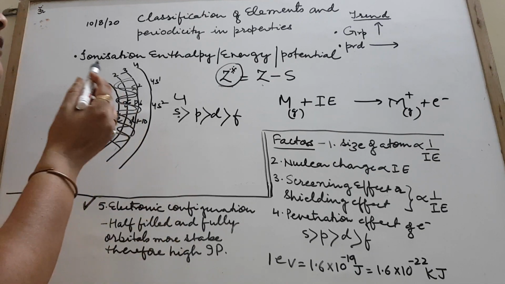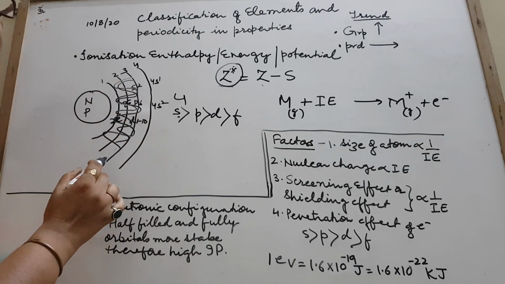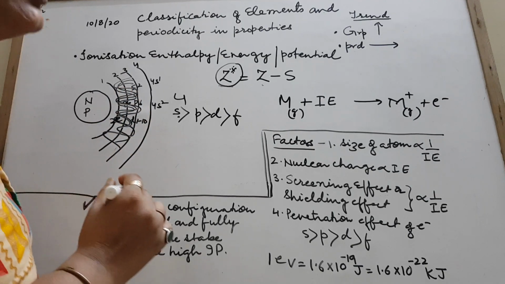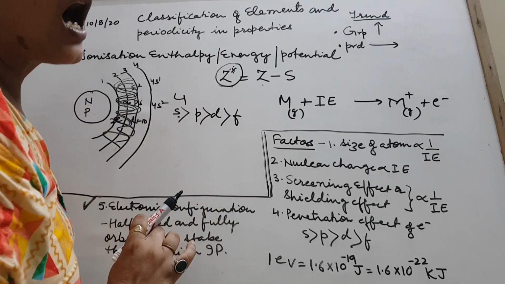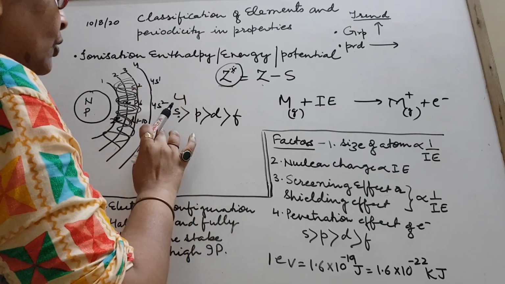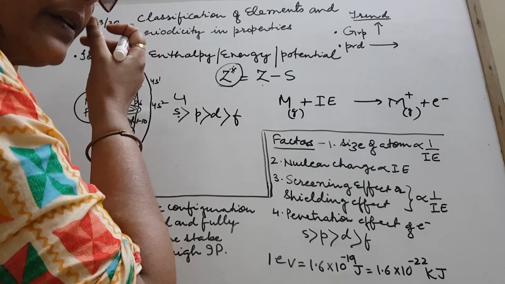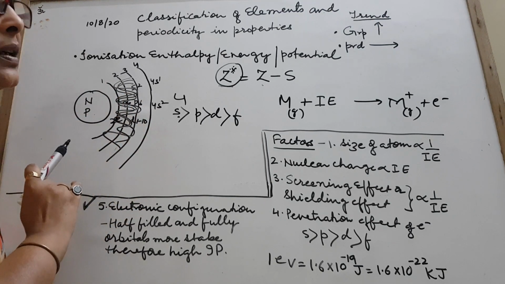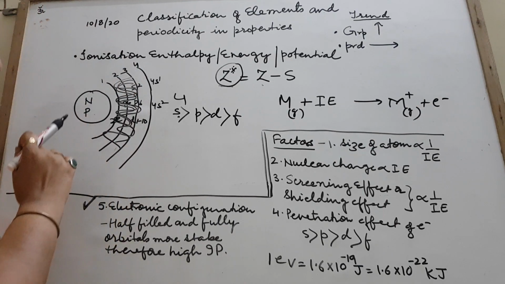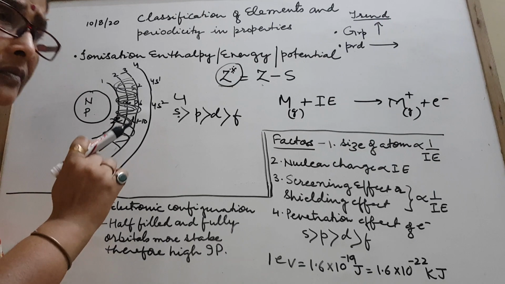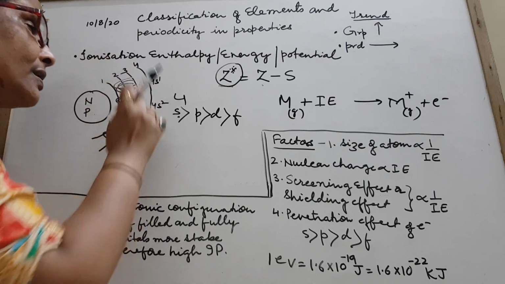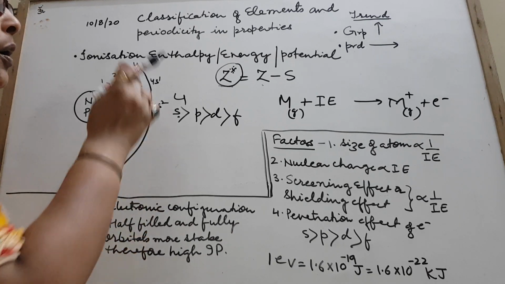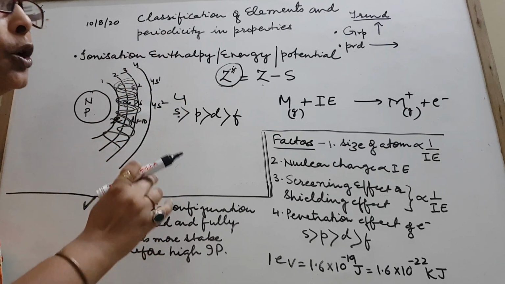In those atoms where the number of electrons in the inner shells is much higher than the electrons in the outermost shell, the electrons of the inner shell act as a shield or screen for the electrons of the outermost shell, due to which these valence shell electrons experience less effective force of attraction of the nucleus on them as compared to the expected value. This effect is known as shielding effect or screening effect. Due to this, the value of IE, ionization energy or ionization enthalpy, gets lowered.